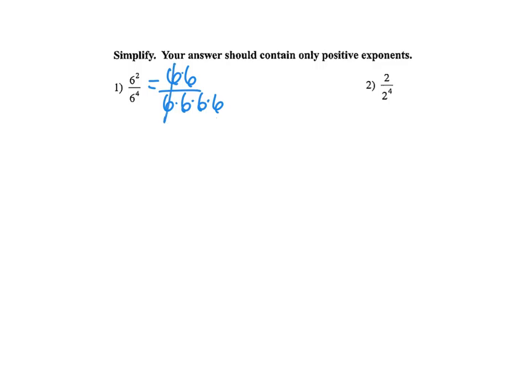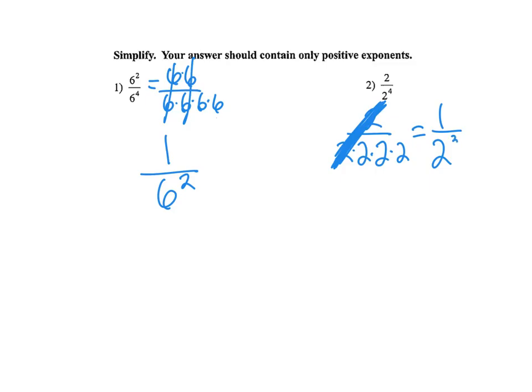Okay. Cross out 6. Cross out 6. What's my answer to number 1? 6 squared, 1 over 6 squared, or you could put 36. Number 2. Put 4 2's on the bottom. Cancel out what you can. One over 2 to the third. 1 over 8.